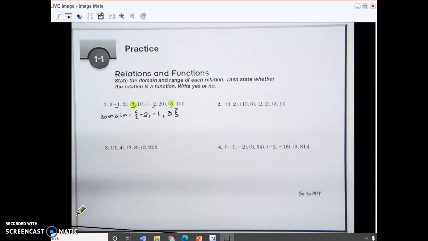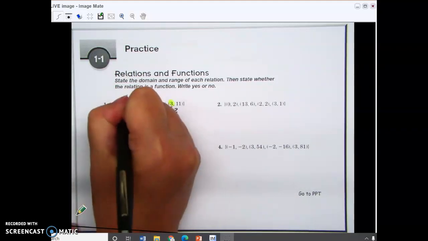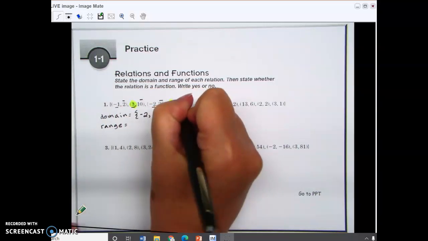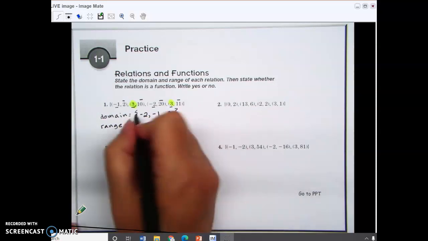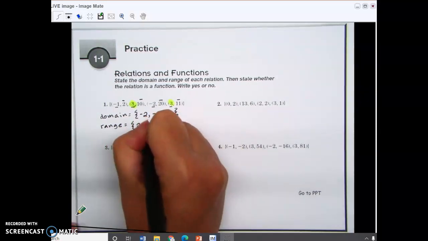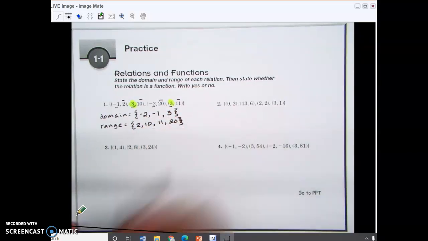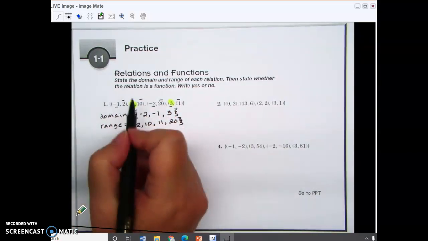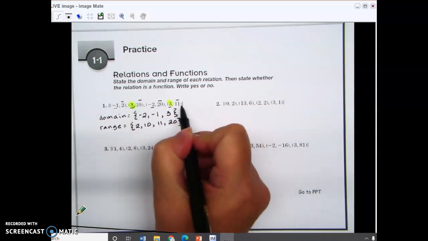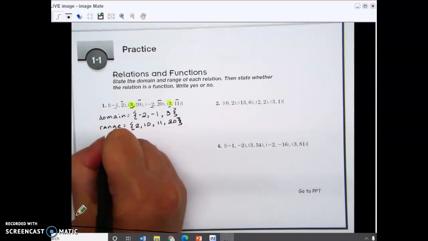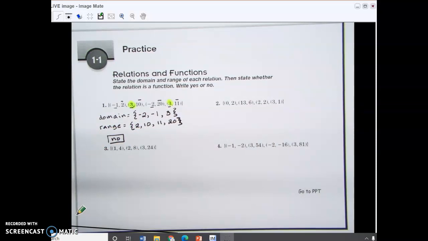Okay? When we look at the range, that's the set of all y values. So we've got a 2, a 10, a 20, and an 11. There are no repeats, so we don't have to worry about that. The smallest number is 2, and the next comes 10, then 11, and then 20. And so the issue that we run into for the function is for the x value of 3, I get a y value of 10, but then over here, I also get a y value of 11. So when it asks about the function, the answer is no, this is not a function.